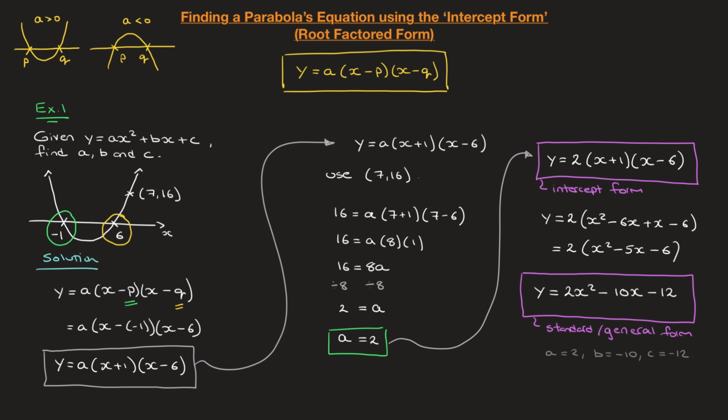And there we go. So as we can see, provided we have a parabola's x-intercepts, as well as the coordinates of another point through which the parabola passes, we can find its equation in intercept form, also known as root factored form, which is what we boxed over here. And to get from there to the standard or general form, which we boxed down here, all we had to do is distribute or expand and simplify. And that's the whole idea.